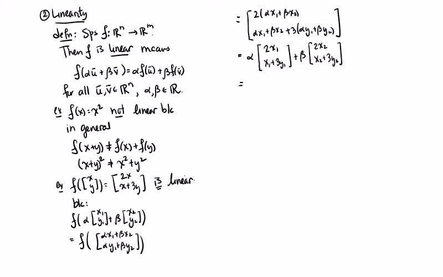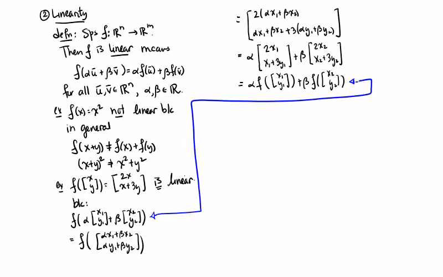And this, of course, is the same as alpha f of (x1, y1) plus beta f of (x2, y2). And because these are the same, if you look at these two things, this one and this one, these are identical. Therefore linear. In other words, this function right here is linear because this is true.